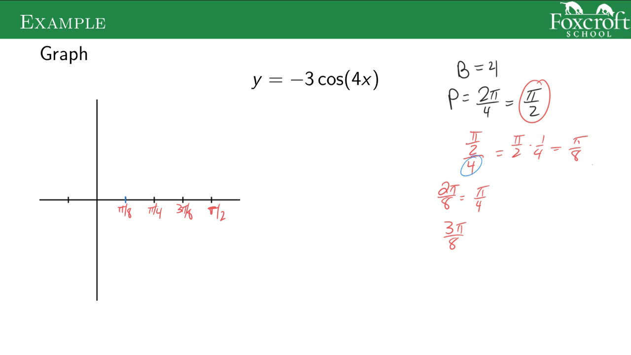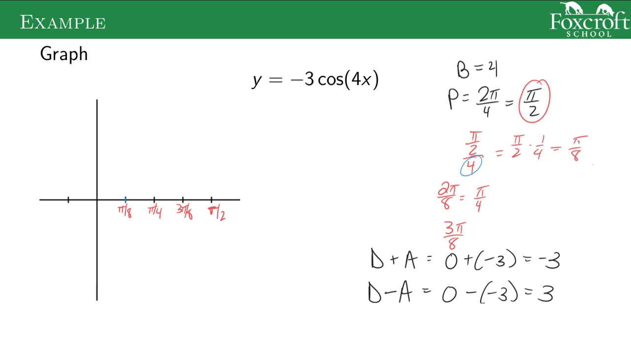Now my biggest number is my midline plus the amplitude. My midline 0 plus negative 3 is negative 3. So my biggest value is negative 3. My smallest value is my midline minus my amplitude, and that's positive 3. That seems kind of weird, that my biggest value is negative 3 and my smallest value is 3, but we'll explain why that's the case in a second. But that helps me figure out the scale of my y-axis.